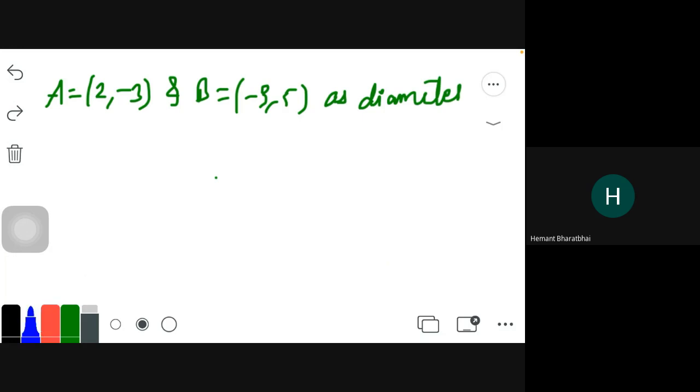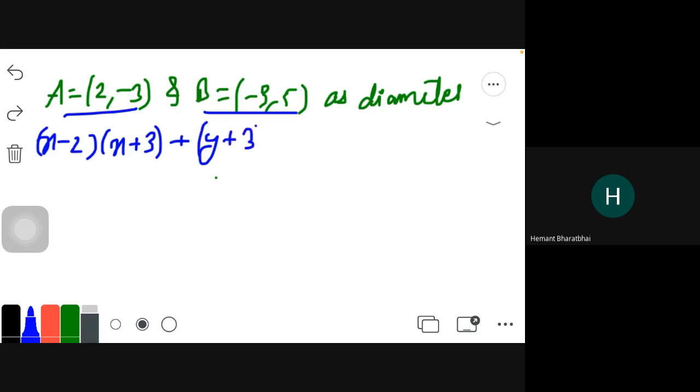So what is the diameter form? So this becomes your x1 y1, this becomes your x2 y2. So x minus x1, that is x minus 2, into x minus x2, so minus minus will become plus. Plus y minus y1, so minus minus will become plus, into y minus y2, so y minus 5 equal to 0.